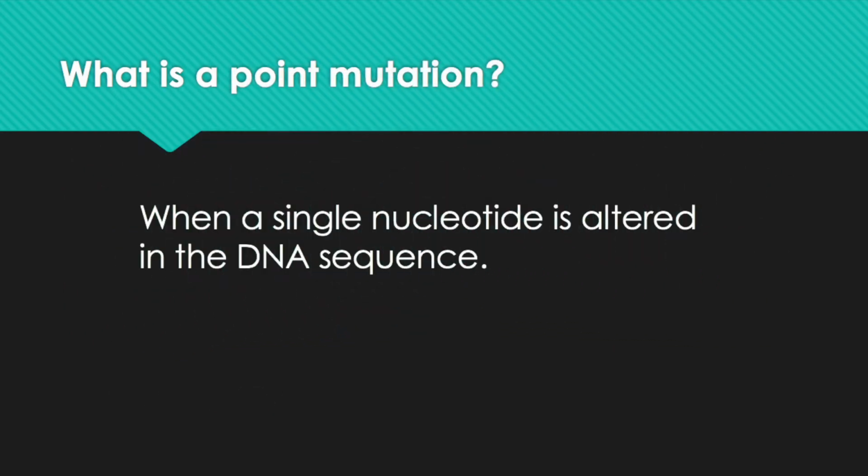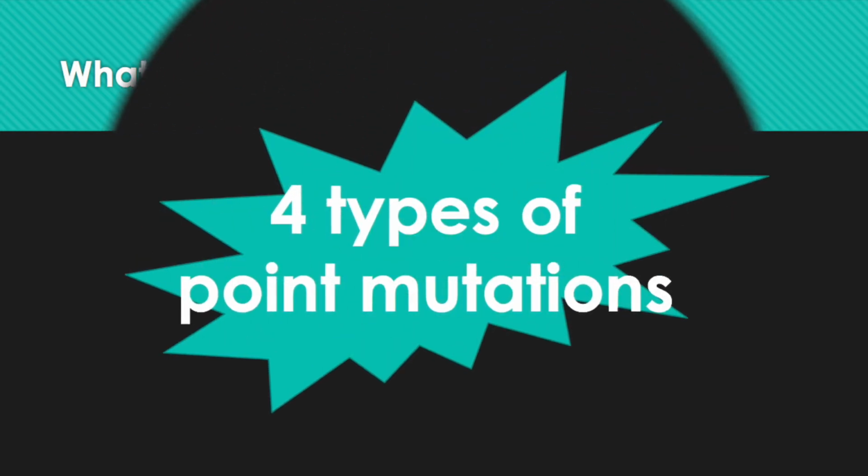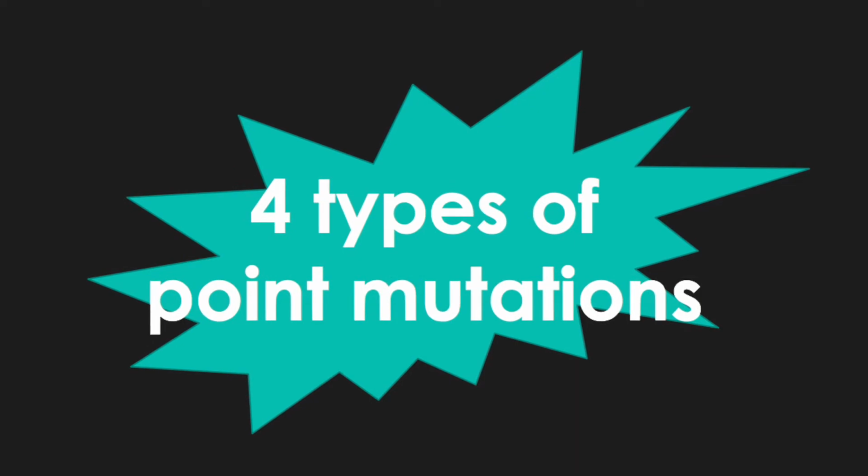As we know, a mutation is a change in the DNA sequence. A point mutation is when a single nucleotide in the DNA sequence is altered. There are 4 types of point mutations.